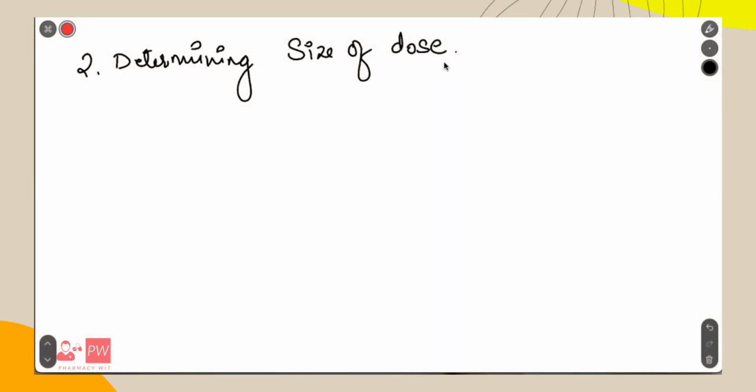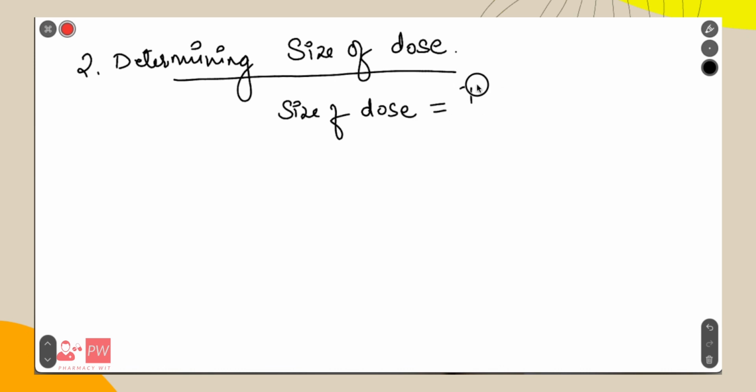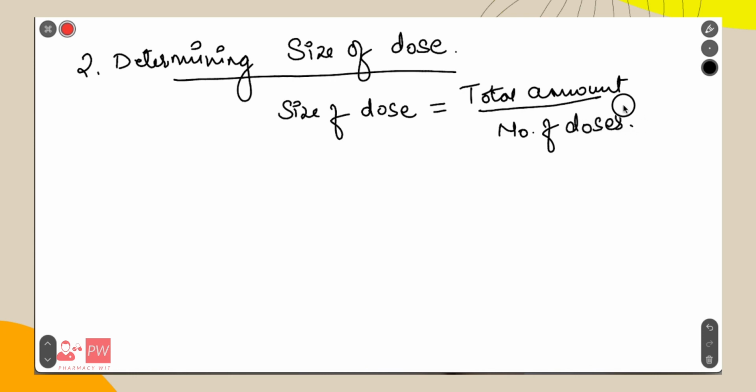Second is determining the size of dose. Using the same formula, how do we determine the size of dose? By rearrangement, you will get the formula for the size of dose. The size of dose will be equal to total amount divided by number of doses. Number of doses has no unit.